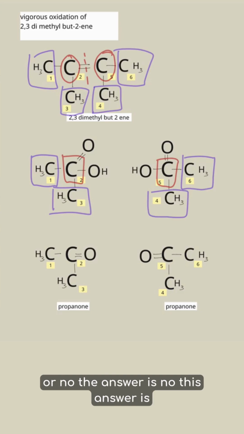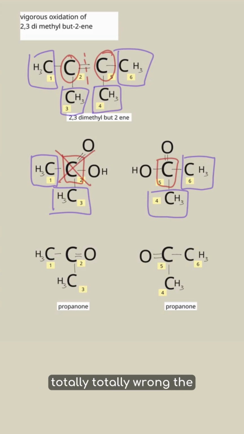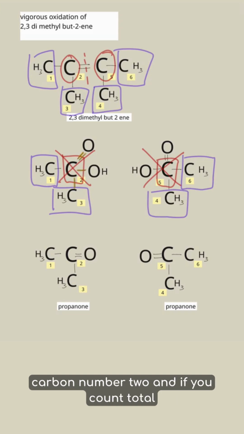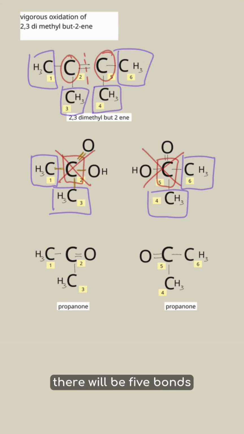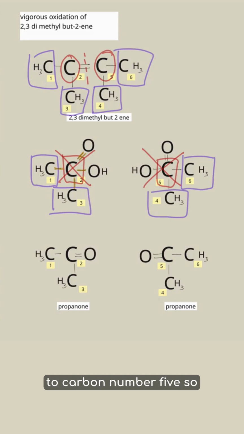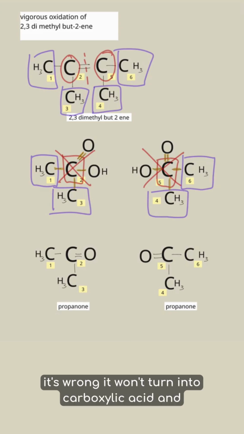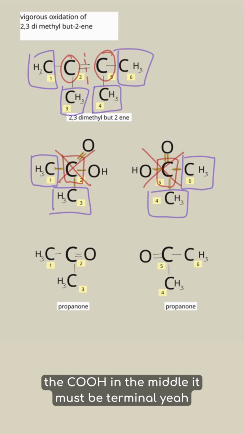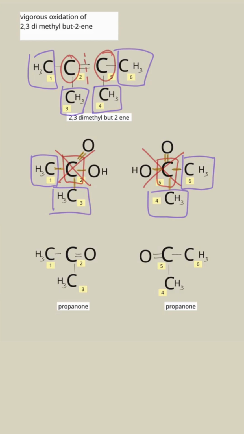Yes or no? The answer is no. This answer is totally wrong. The reason? Very simple. You can simply count the number of bonds here on carbon number 2. And if you count, total there will be 5 bonds connected to carbon number 2. The same thing happens to carbon number 5. So it's wrong. It won't turn into carboxylic acid, and the carboxylic acid, you will not have the COOH in the middle. It must be terminal.